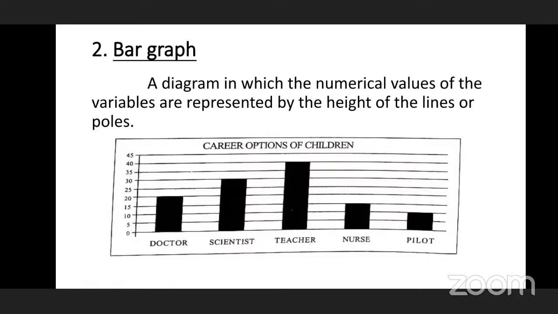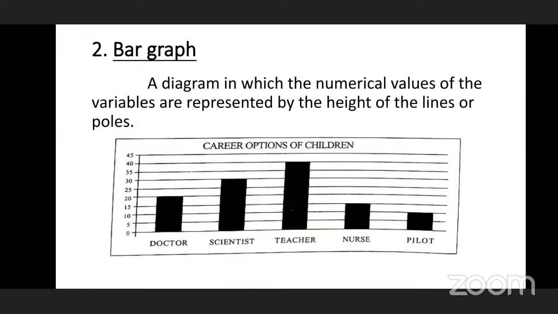See, there are 5 variables in the picture. What are they? Variables are the specific contents or articles or areas that are chosen to be compared, chosen to be shown in the bar graph. There are 5 variables you can see. So doctor is one variable, and scientist, teacher, nurse, pilot. Each one of them is a variable.